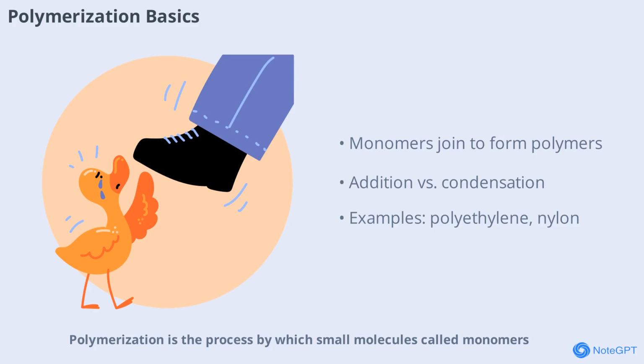Polymerization is the process by which small molecules, called monomers, join to form large chains or networks known as polymers. We'll discuss addition and condensation polymerization, with examples like polyethylene and nylon. Understanding polymerization is important for both synthetic materials and biological macromolecules.